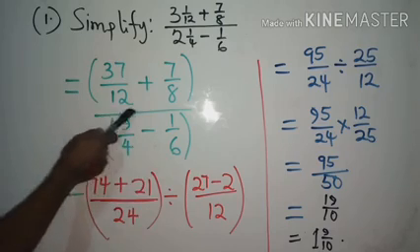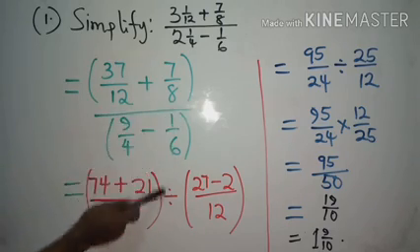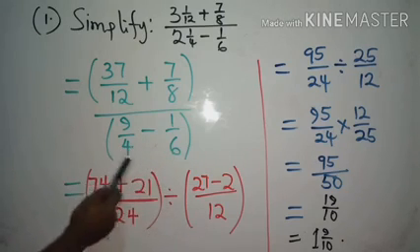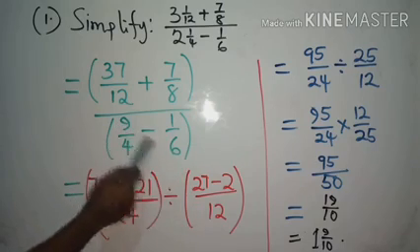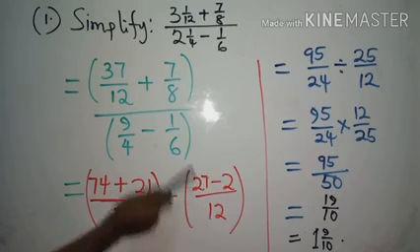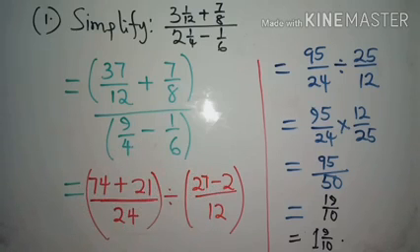Now this mark means division. That's the division over there. Over here too, the LCM is 12. 4 in 12 is 3. 3 times 9 is 27. 6 in 12 is 2. 2 times 1 is 2. So what you need to do next is to just simplify.